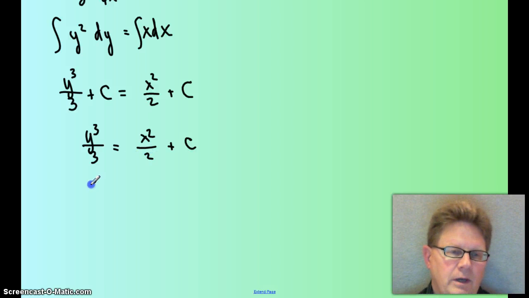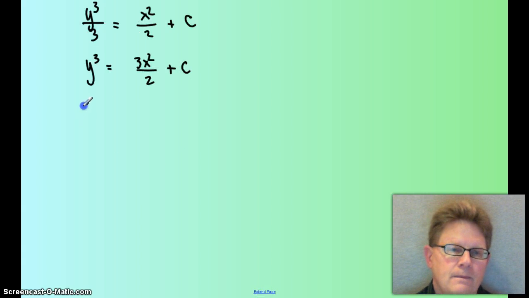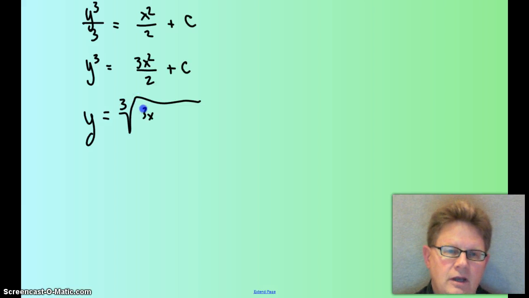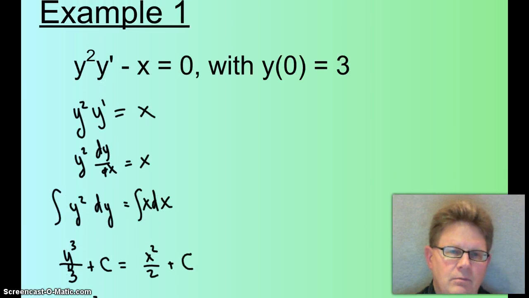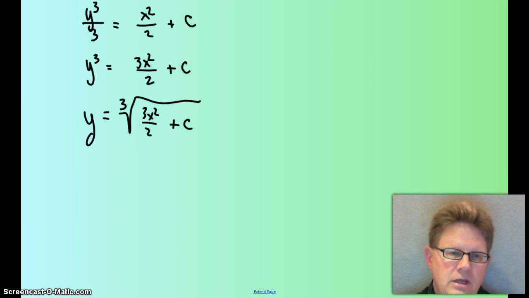Alright, multiply both sides by 3. 3x squared over 2 plus C. Of course, when we multiply that constant by 3, it's just going to make another random arbitrary constant. Take the cube root of both sides. Y equals cube root of 3x squared over 2 plus C. Now we're ready to use that initial value at the top. Y of 0 equals 3.